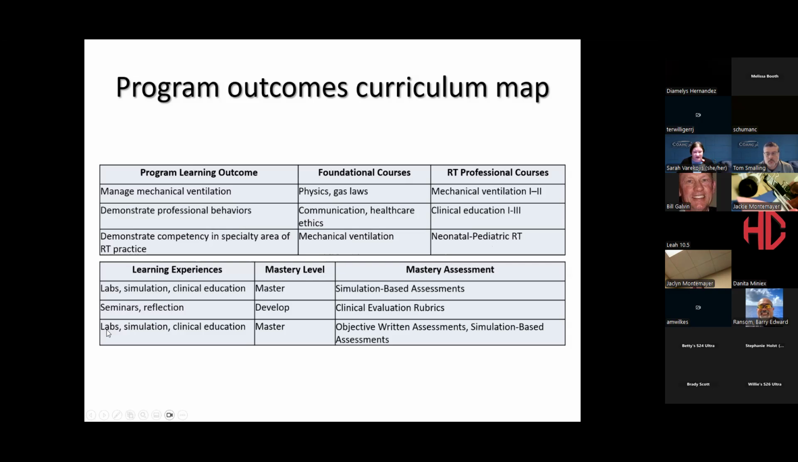And again, I would likely need to use some laboratory simulation and clinical education. If I want them to be competent in a specialty area, I have to be at the mastery level. And I'm going to use objective written assessments and maybe simulation-based assessments to determine that they have mastered a specialty area.